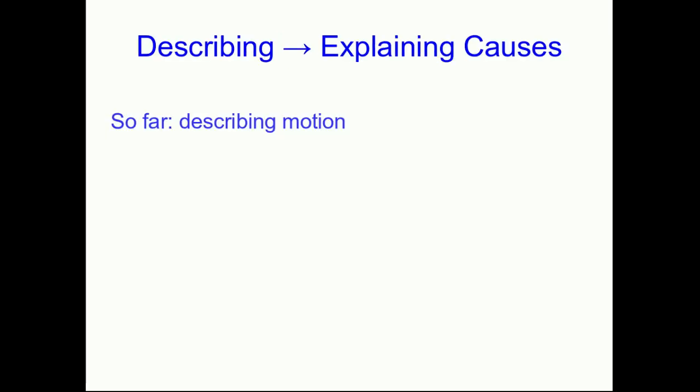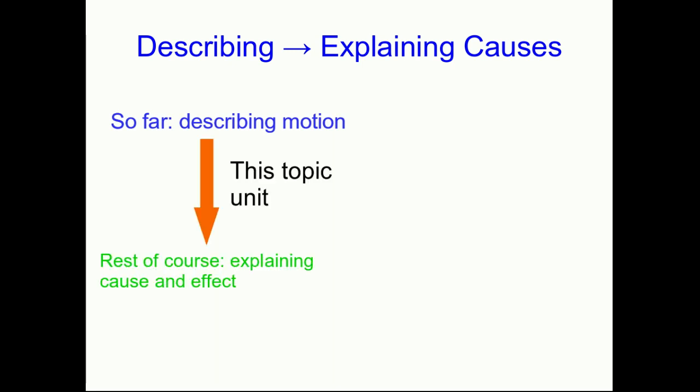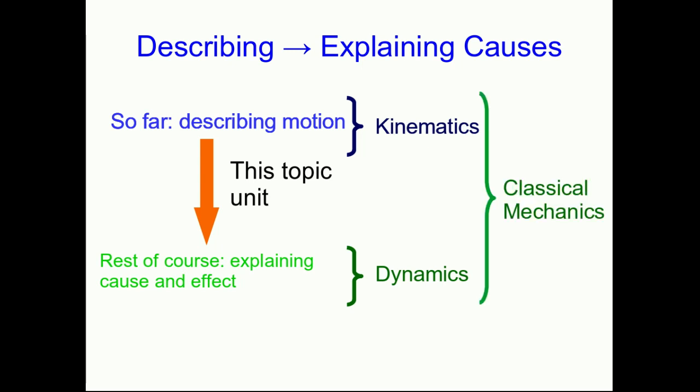In this unit, we're shifting our focus. Up to this point in the course, we've just been learning to describe motion, often mathematically. But now we're going to be looking at what we'll do for the rest of the course, which is explaining what causes motions and what causes motions to change. So what we had been doing is what's called kinematics. What we're now doing is called dynamics, and when you put them all together, this is what we call mechanics, or the particular type of mechanics we're doing is classical mechanics, which is just one subdiscipline of physics.